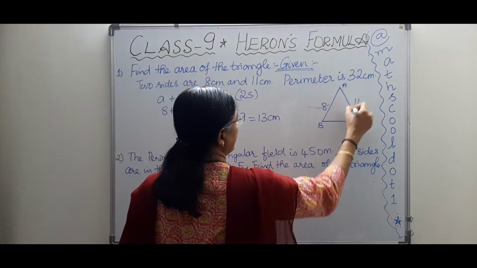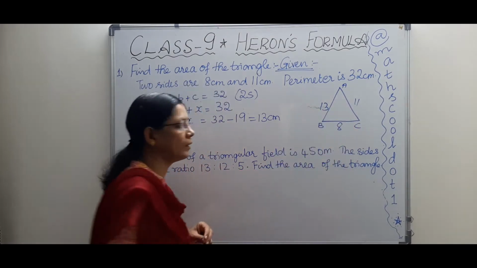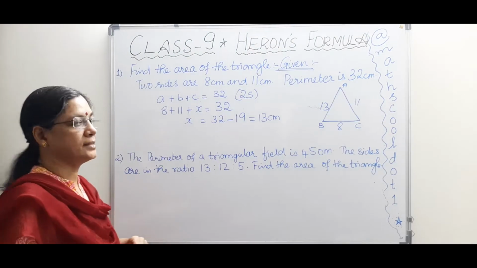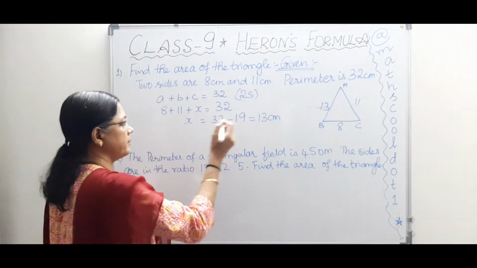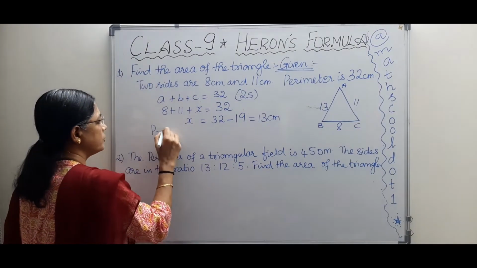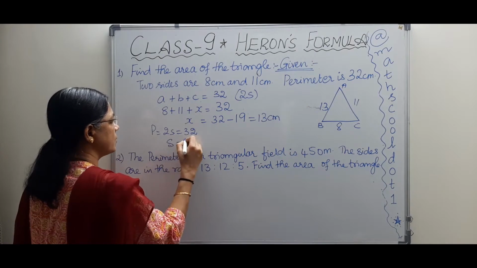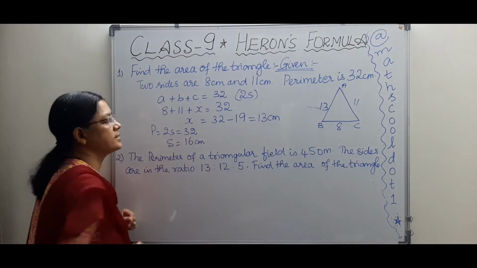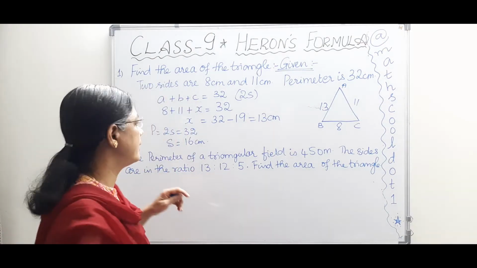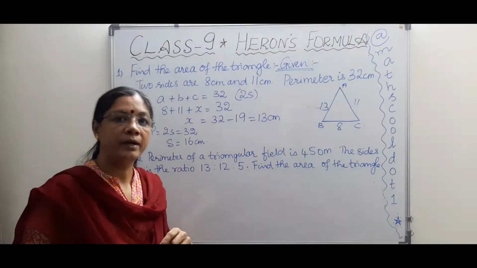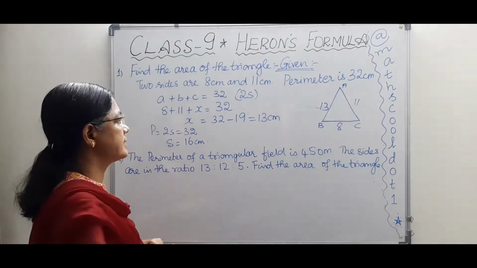So 8, 11 and 13. Okay, we have the three sides here. As I've written, 2s is 32, that is the perimeter. P is equal to 2s is equal to 32 centimeters. Therefore, s is equal to 16 centimeters. So the semi-perimeter, according to Heron's formula, is 32 divided by 2, that is 16, half of the perimeter. Okay, so that is 16 we have understood.